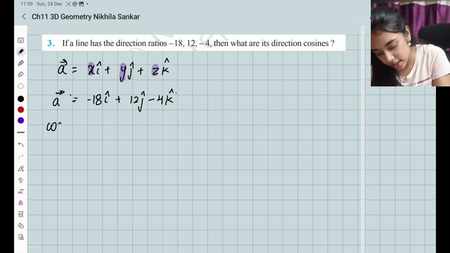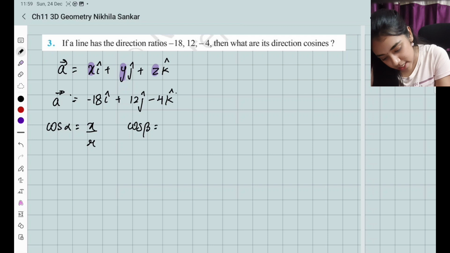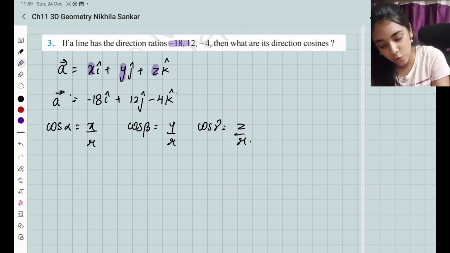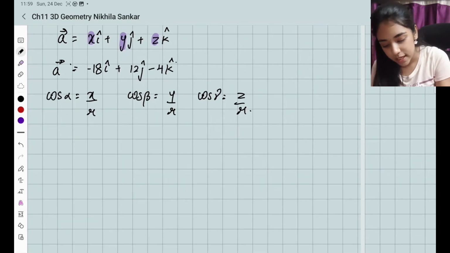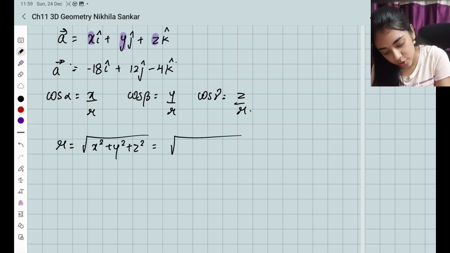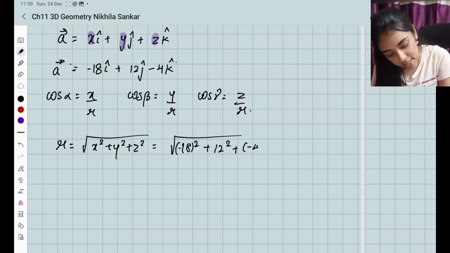Okay, and what are the direction cosines going to be? Cos alpha is going to be x by r, cos beta equals y by r and cos gamma equals z divided by r. இந்த ஃபார்முலா யூஸ் பண்றோம் because you only have one single point. Okay, now r ஓட வேல்யூ என்ன? Square root of x square plus y square plus z square. So this is going to be square root of minus 18 square plus 12 square plus minus 4 square.